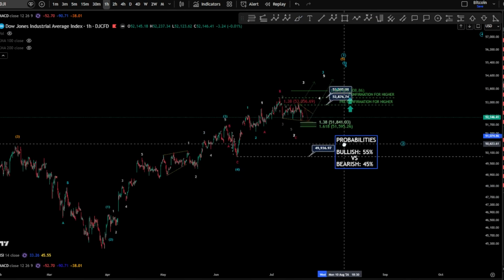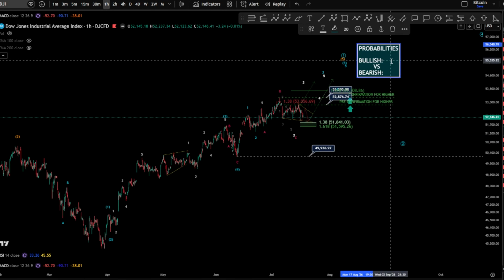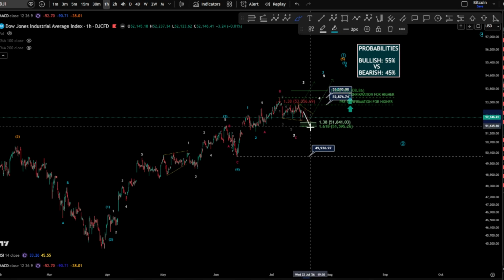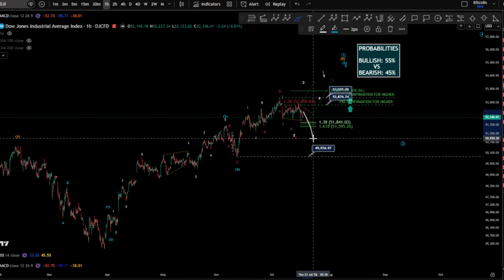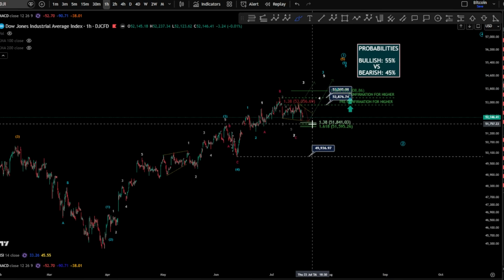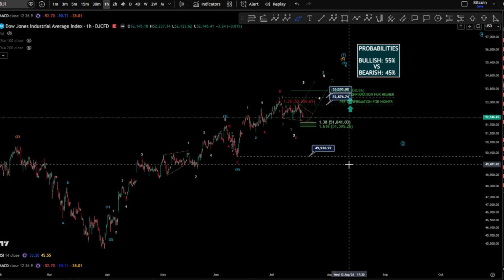I would say, of course, we're still bullish there. 55%, I'm gonna keep them the same. So 55 against 45% for the bearish, guys. We're still at the same probabilities until we break this level 1.618 and we see a weakness there. By breaking this red flag, okay, we go bearish. But before the green zone is broken, I cannot go bearish, guys.